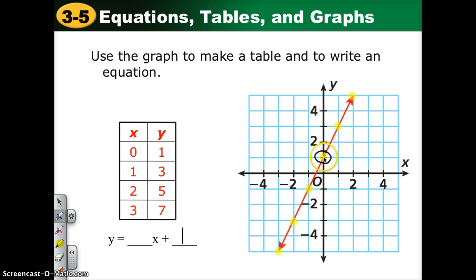Then to find my slope, I could count, or I could look at the pattern in the table. If I look at the pattern in the table, when my x's are going up by 1 each, my y's are going up by 2 each, so my ratio of y to x is 2 over 1 again. If I look at the graph, I can go up 2 over 1, so my slope is 2 over 1, or 2.